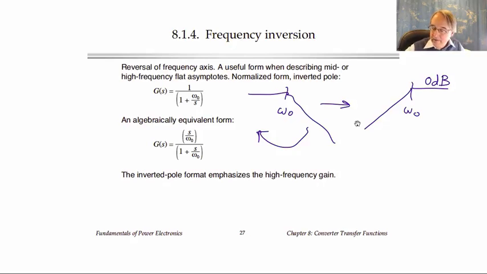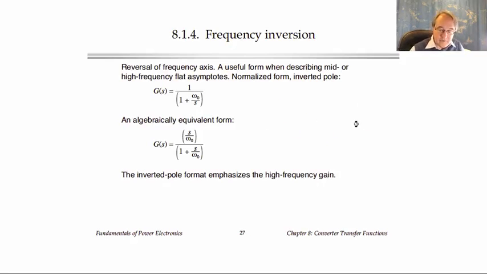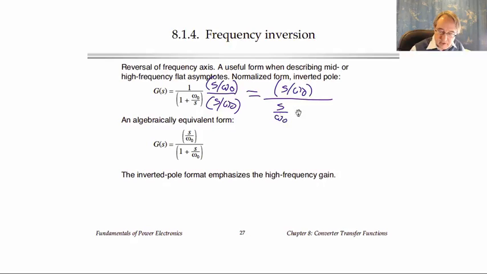Now, you don't ever have to use these kinds of terms. For example, you could multiply top and bottom here by s over omega naught. If we do that, we'll get s over omega naught in the numerator, and the denominator will give us s over omega naught plus 1, which we can write like this. So this alternate form has no inverted terms and is completely equivalent to the frequency inverted term.